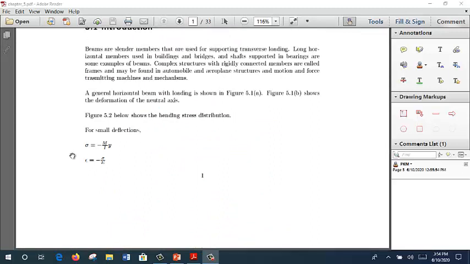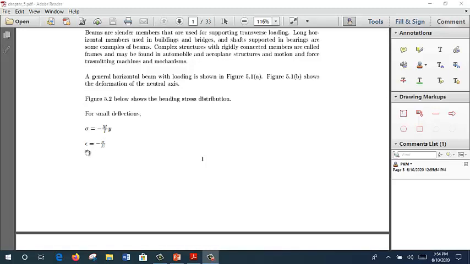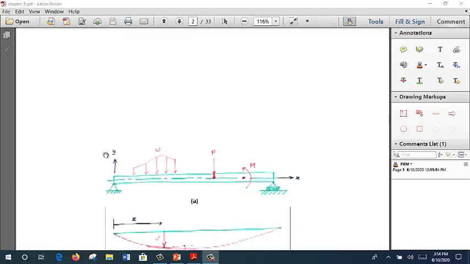I think you are quite familiar with this formula, this equation. For sigma, we can find it by this formula, negative M over I times y, and the strain is the stress over E. Okay, there should be no negative here, I'm sorry about that, this is my mistake.